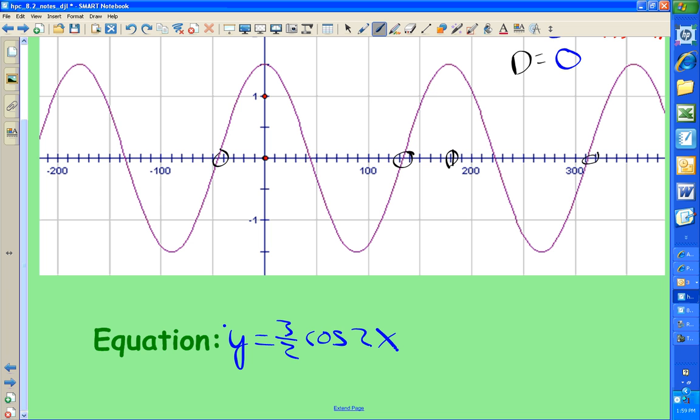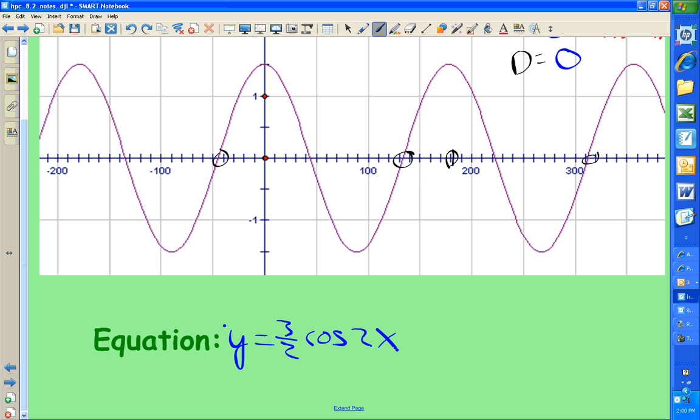So if you use cosine, there's no translation vector at all. The origin is still at 0, 0. Y equals 3/2 cos 2x means you have a vertical stretch factor of 3/2 and a horizontal stretch factor of 1/2 from your parent graph. Remember, the horizontal stretch factor is 1 over 2, the reciprocal of b.